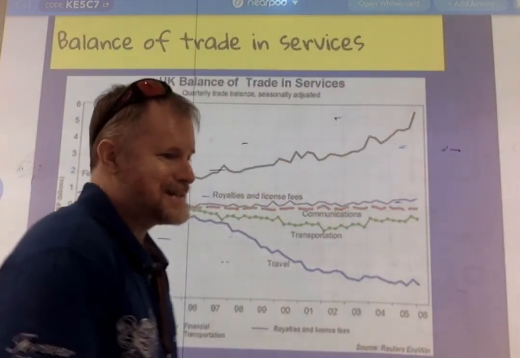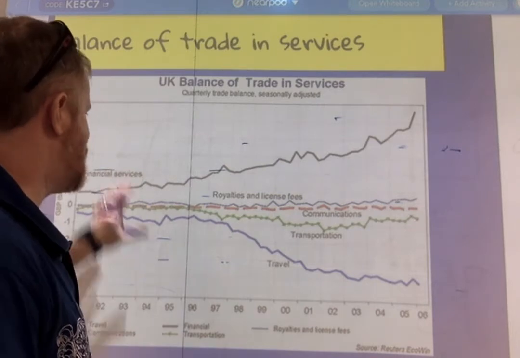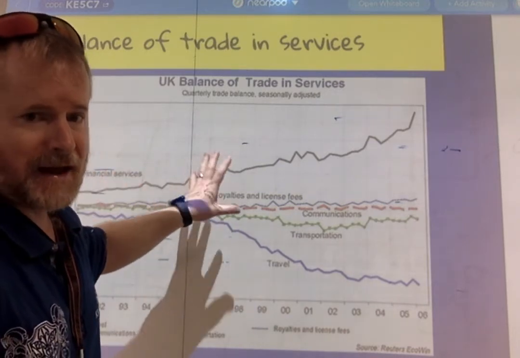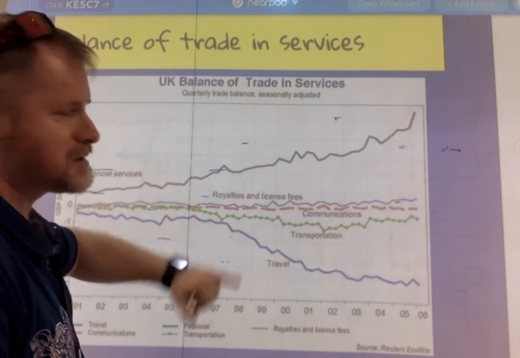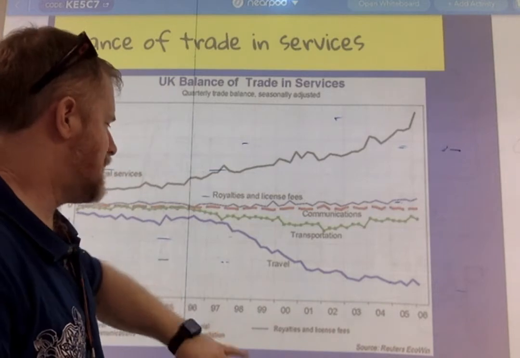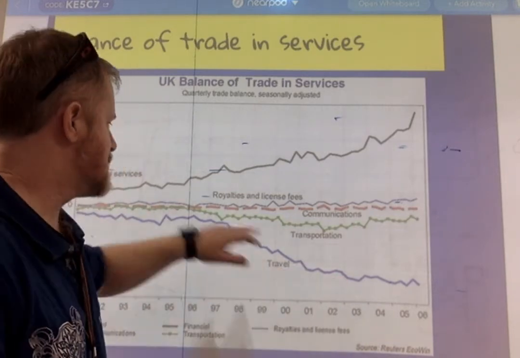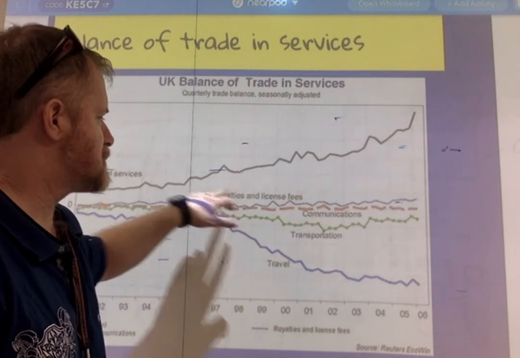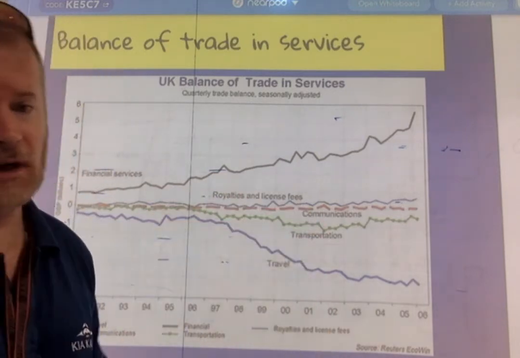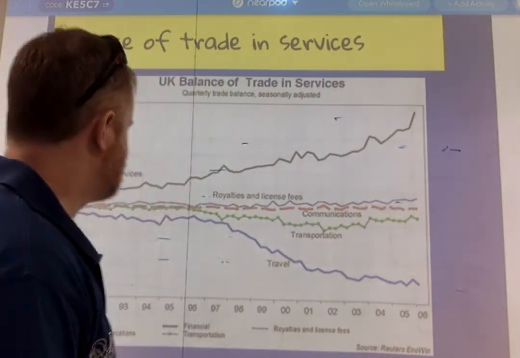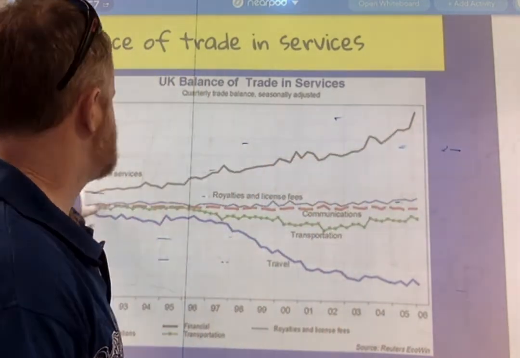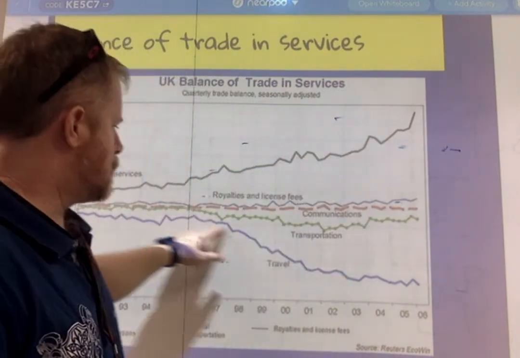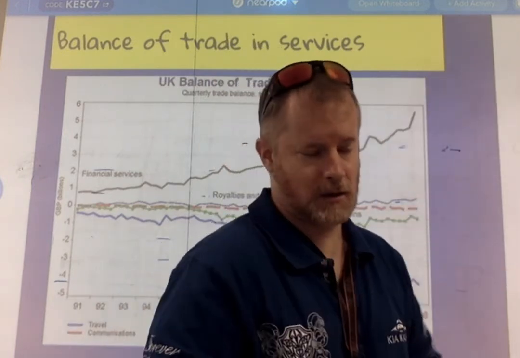So there again, just a different way to illustrate the same concept, but what we have done is split that trade balance for services up into different industries, into different markets. So there's travel, which I find quite interesting, transportation, communications, there's royalties and license fees, so those copyrights and trademarks, etc. Here you've got financial services, and that's where you see the income being generated. The travel idea here is quite clearly because the people in the UK are travelling elsewhere.